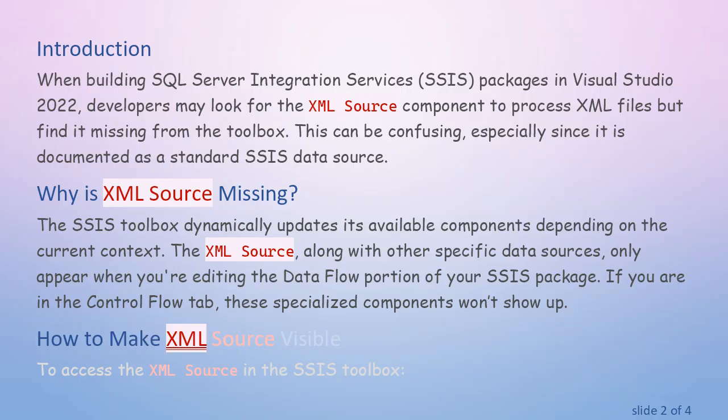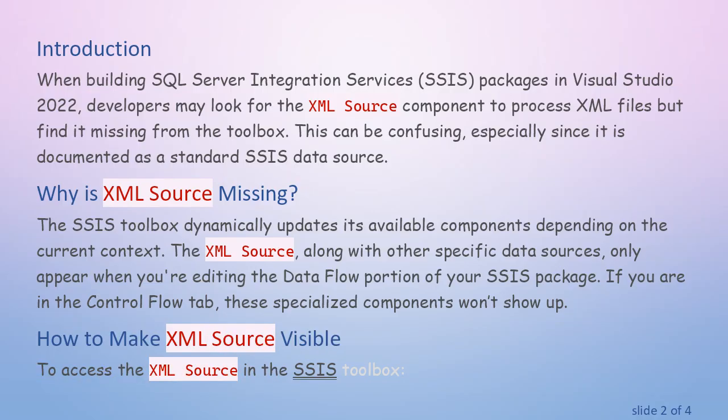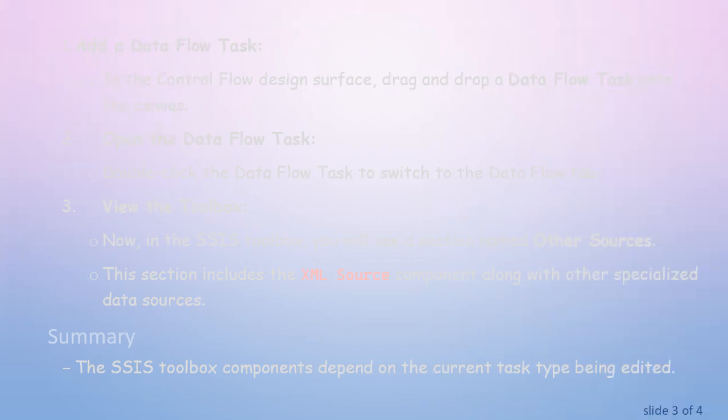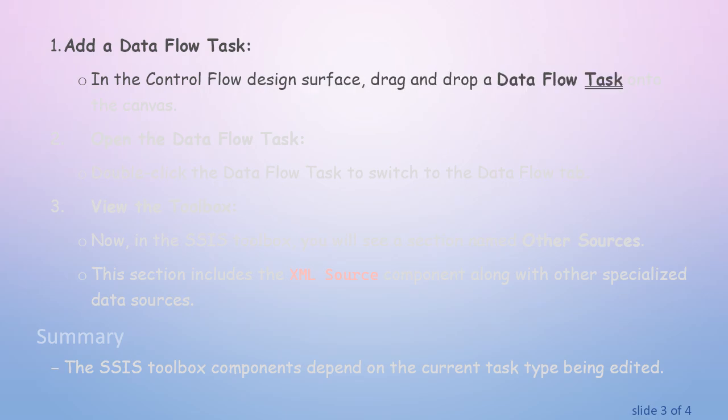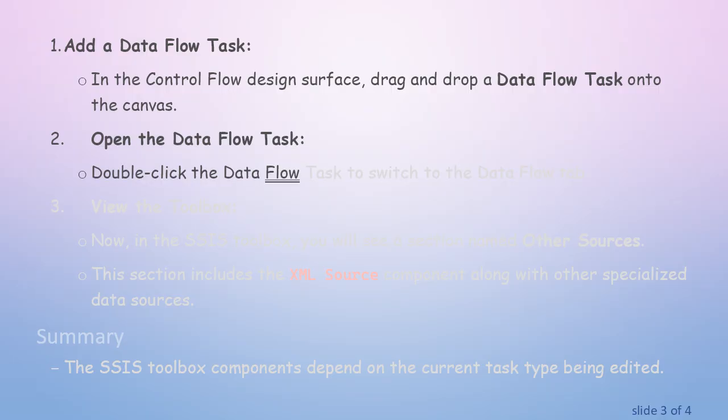How to make XML Source visible? To access the XML Source in the SSIS Toolbox, add a data flow task. In the Control Flow design surface, drag and drop a data flow task onto the canvas. Open the data flow task. Double-click the data flow task to switch to the data flow tab.